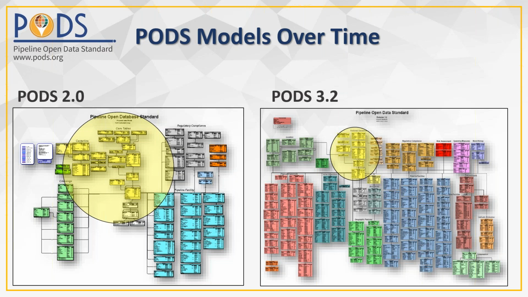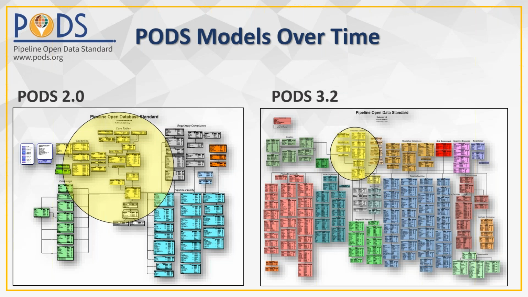The colors that you see here within the models themselves help connote the grouping of like types of assets, like the pipeline facility, for example, in PODS 2 is all shaded kind of a turquoise blue. The core tables in these early versions are all shaded in yellow. So these are the tables that you have to have in your implementation. There's certainly flexibility in the other parts of PODS, but there's a set of core tables in these versions that you had to have if you were going to use PODS.